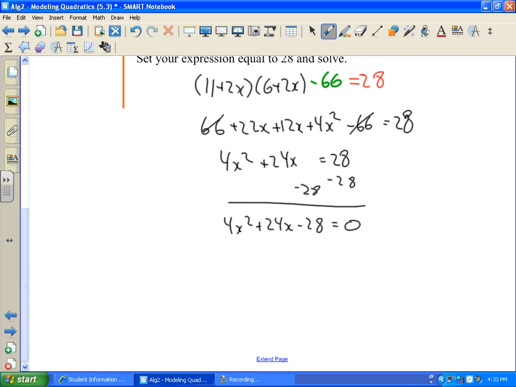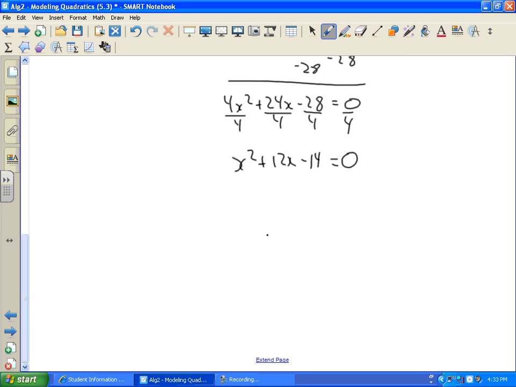I know how to solve that. I notice there's a common factor of 4. I'm going to divide out a common factor of 4. 4 goes into 4, 4 goes into 24, and 4 goes into 28. 4 goes into 0. So x squared plus 12x minus 14 equals 0. Oops. Whew. I almost made another mistake there. How about x squared plus 6x minus 7 equals 0? That's much better.